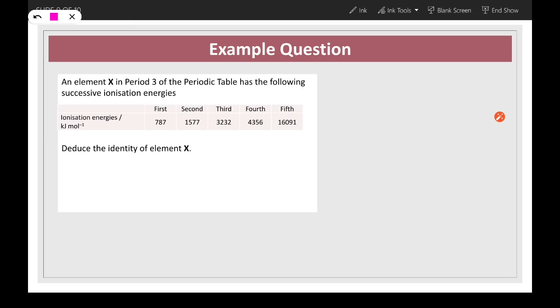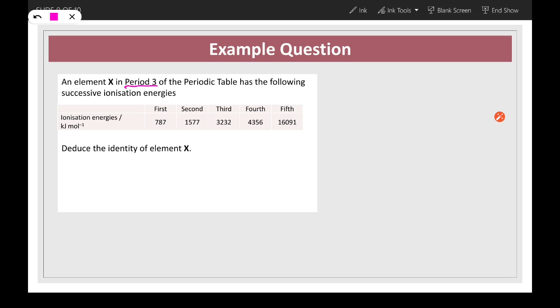Right, so here we've got just an exam question that's typical of part of a wider exam question. So let's have a look. An element X is in period 3 of the periodic table. Okay, so we need to know which period it is. It may be period 3. They might make you apply it to something else, period 2 or something like that. And we've got various successive ionisation energies.